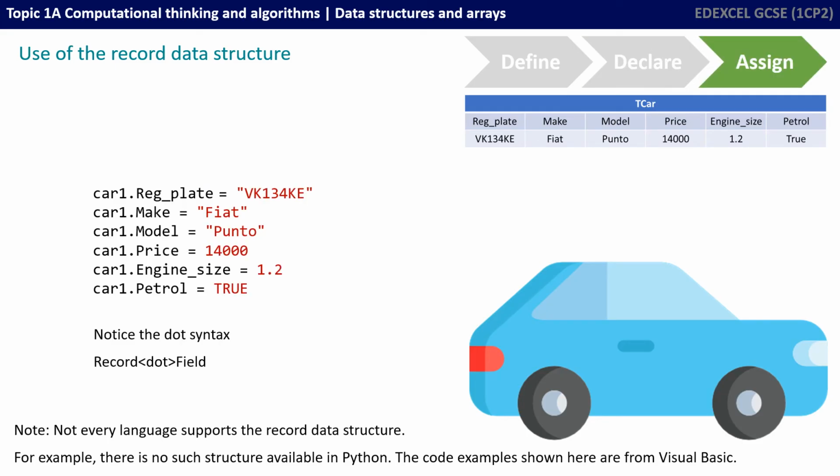And now I can start to assign variables to my car record structure. So here you can see car1.regplate becomes equal to a string, and car1.price becomes equal to an integer. And notice this dot syntax, because of course I could have set up lots of copies of this car record structure, car 1, car 12, car 100, and each one is containing its own structure and set of variables: reg plate, make, model, price, engine size and petrol.